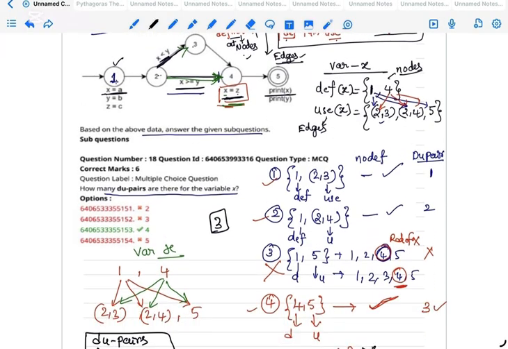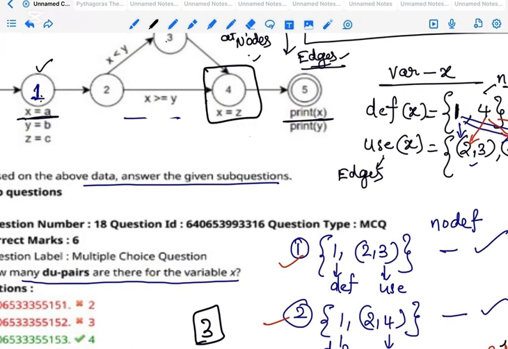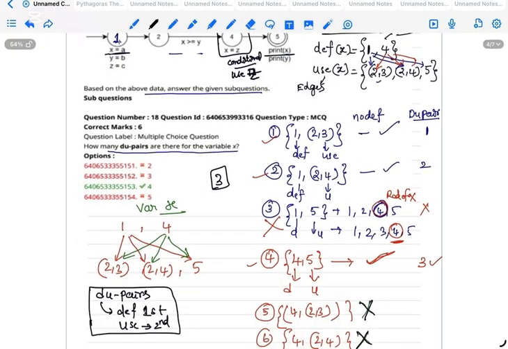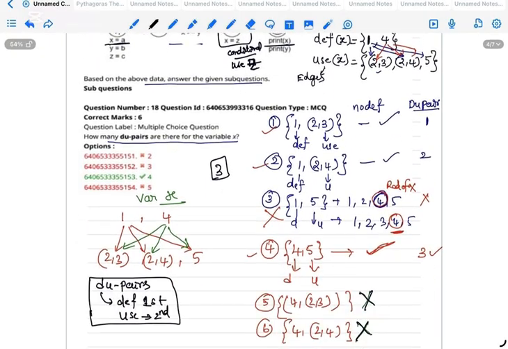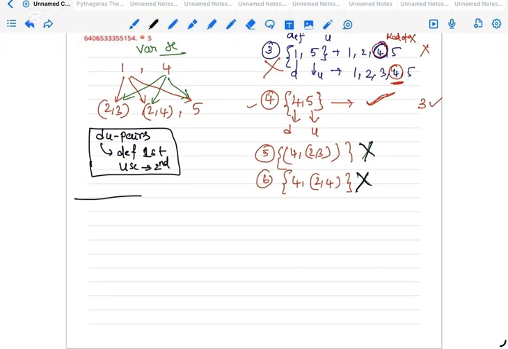This is a standard GATE or ISRO paper question. Sometimes they consider the node x equals z as a conditional node, using only the variable z and not x, so they don't consider the redefinition. But according to the lectures, the answer is 3. How is the answer 4? Let's calculate for the variable y also. Just try.